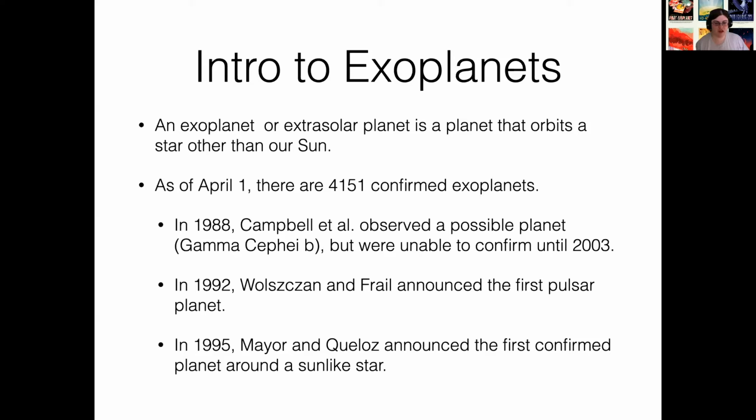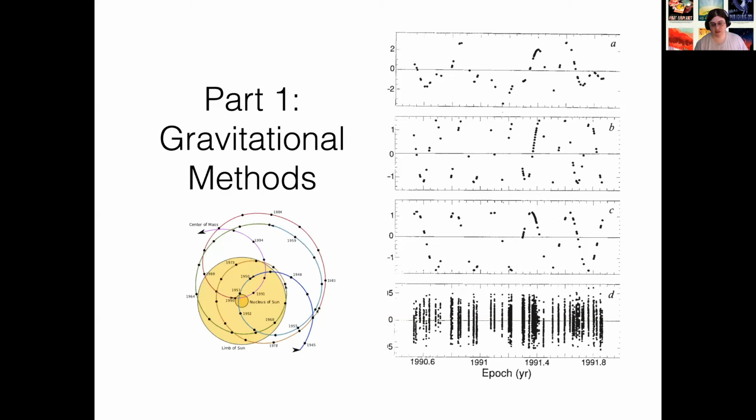In 1992, Wolszczan and Frail announced the first planet, but it's a bit of an odd one. It was a planet around a pulsar, a neutron star. In 1995, we got the first planet around a sun-like star with Mayor and Queloz. And again, as of April 2020, we are up to over 4,000 of these things, and that's just the ones we've confirmed. So let's look at how we discover these.